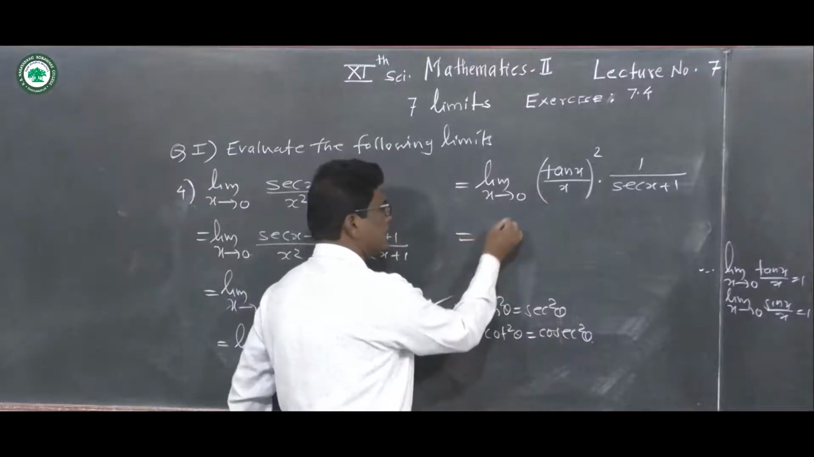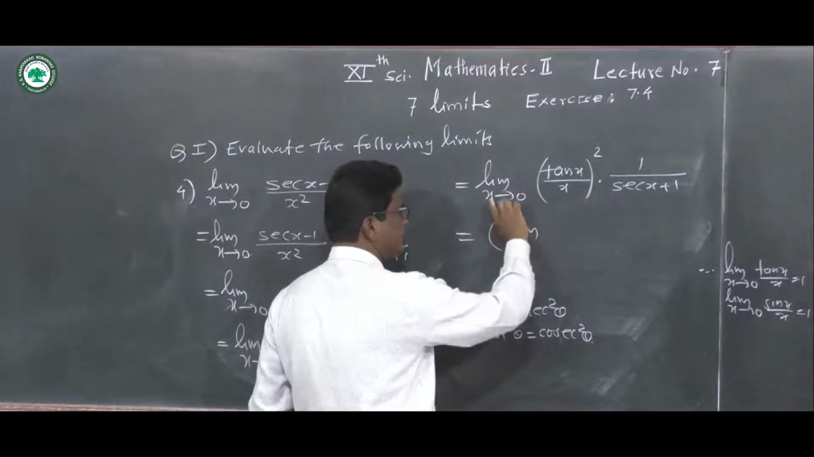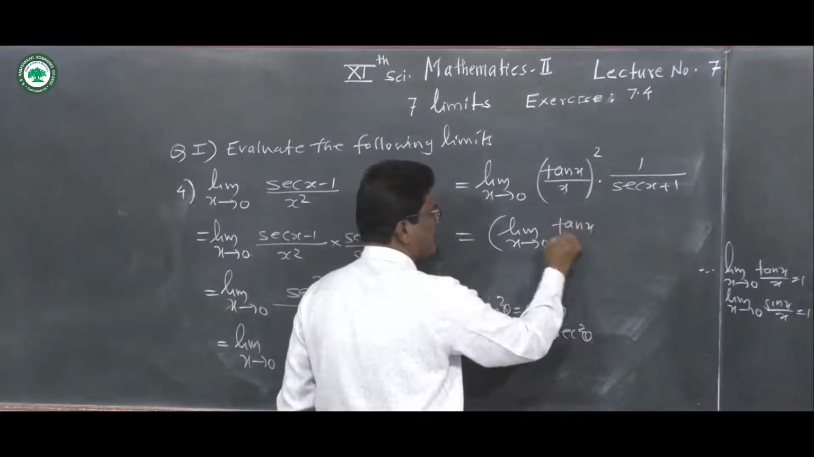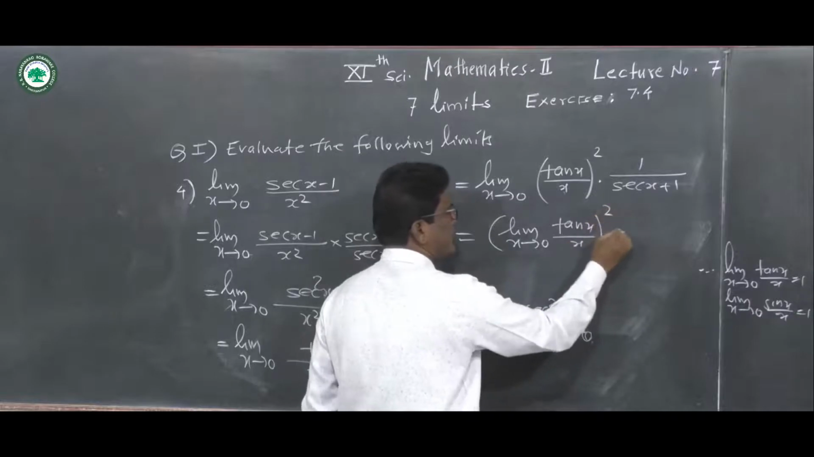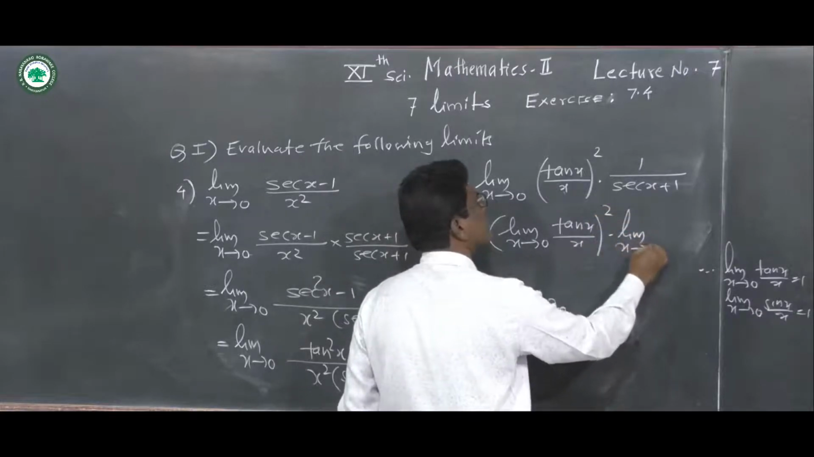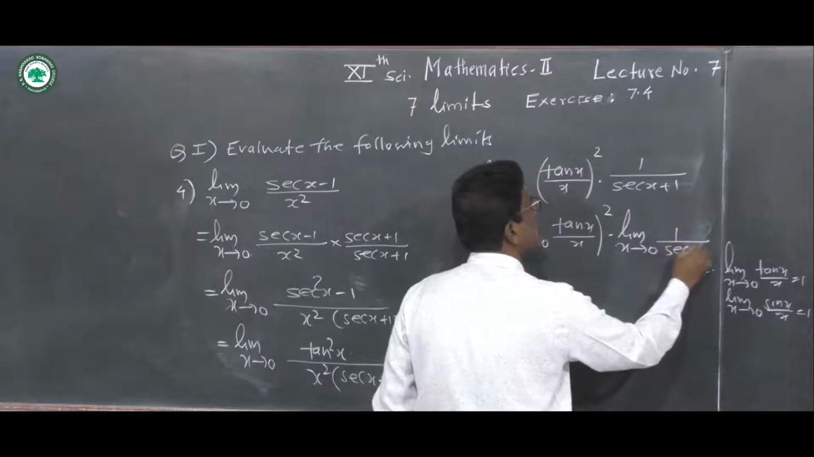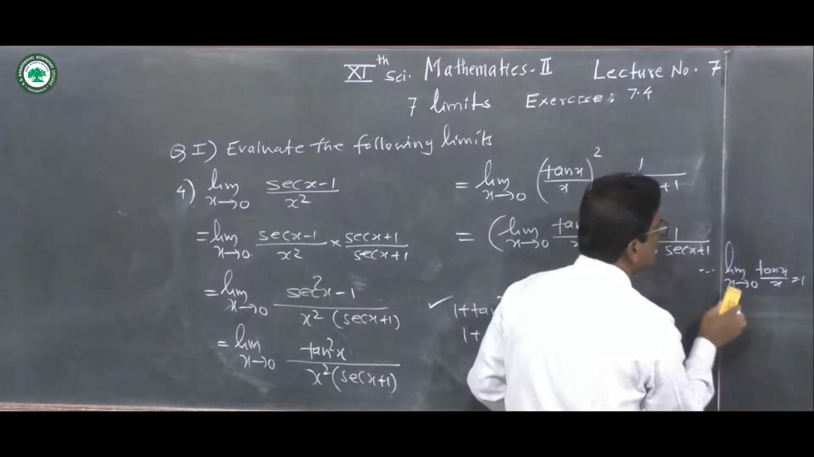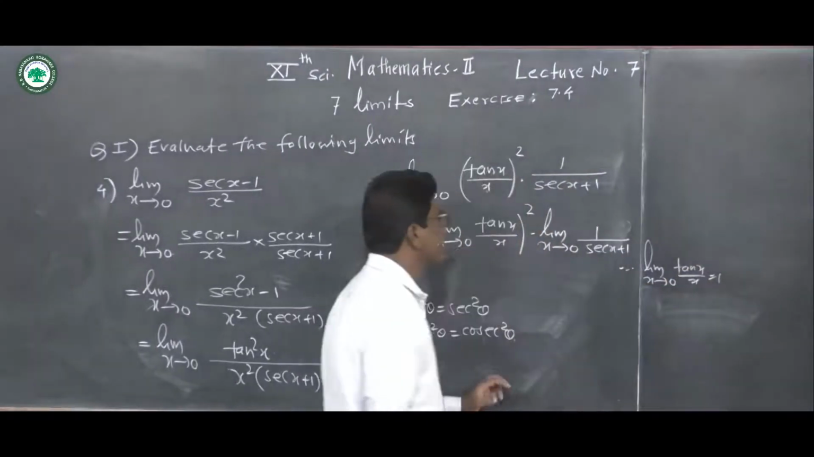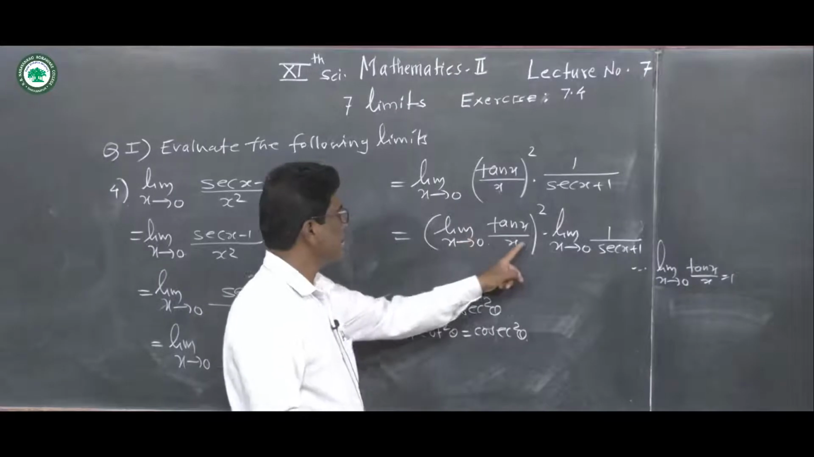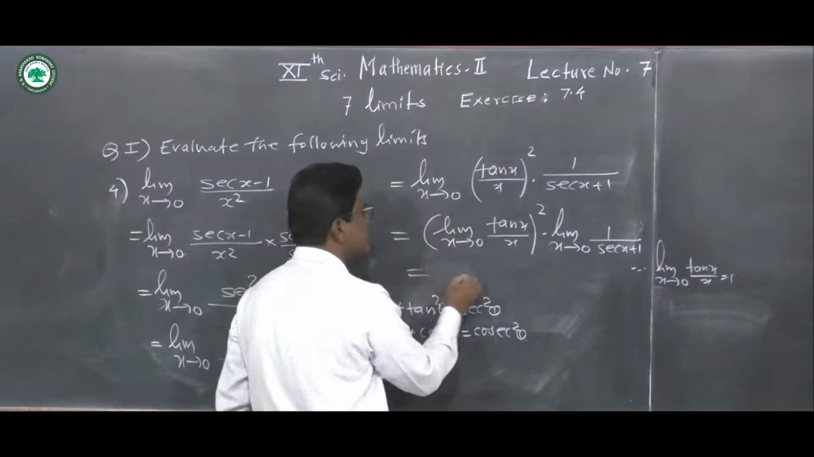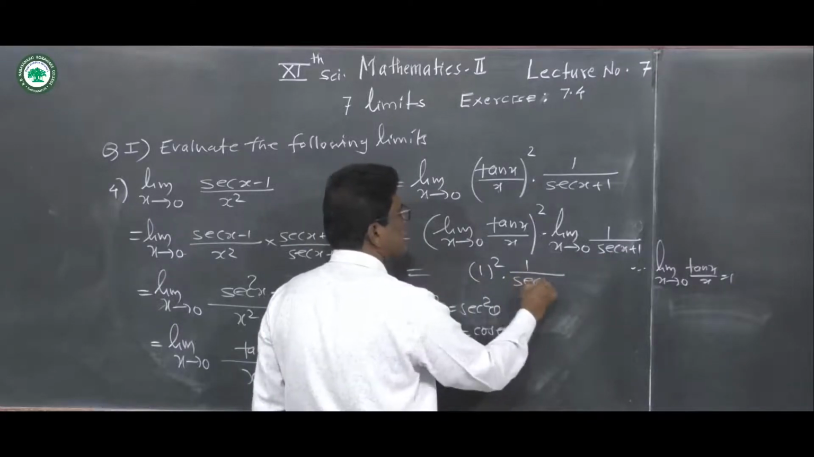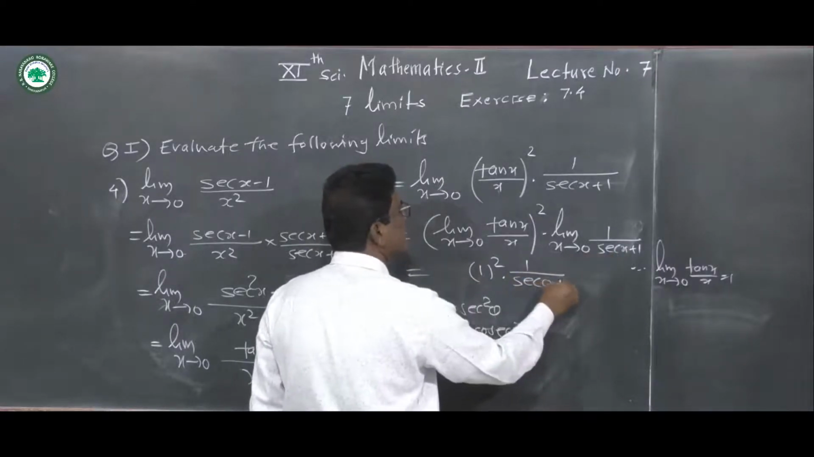So we get here limit as x tends to 0. We take the limit inside the bracket. Limit as x tends to 0 of (tan x upon x) bracket square into limit as x tends to 0 of 1 upon (sec x plus 1). And now here we use the standard formula. Which formula here? Limit x tends to 0 of tan x upon x is equal to 1. So the solution of this round bracket is 1. So 1 square into 1 upon sec of 0 plus 1, putting x as 0.